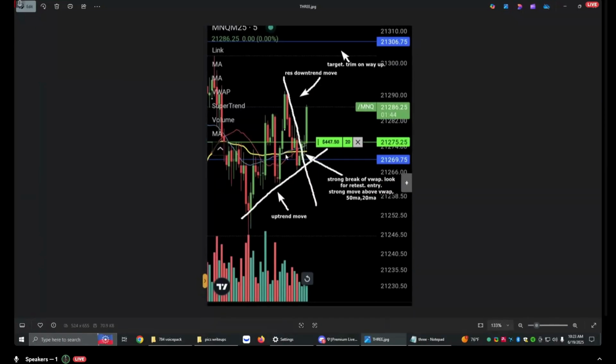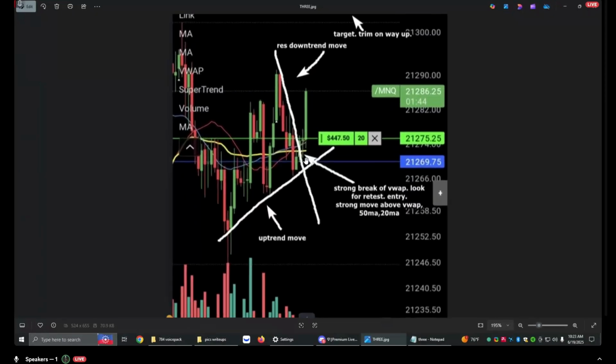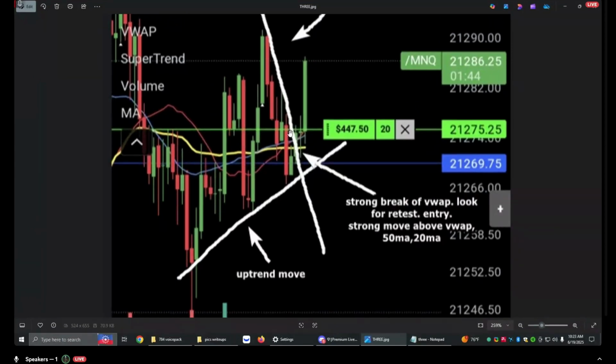So let's see, uptrend move here, uptrend, uptrend, uptrend, resistance, downtrend here, down, down, down, down, down. I had a strong break of the VWAP, looked for a retest, entered. Strong move above the VWAP, the 50 moving average, and the 20 moving average. Unfortunately this white line kind of blocks this candle, but this was a pretty good sized candle. It's not just floating around and then slowly breaking. It was a strong momentum candle, and the next candle it came down, retested, and then it blasted off.